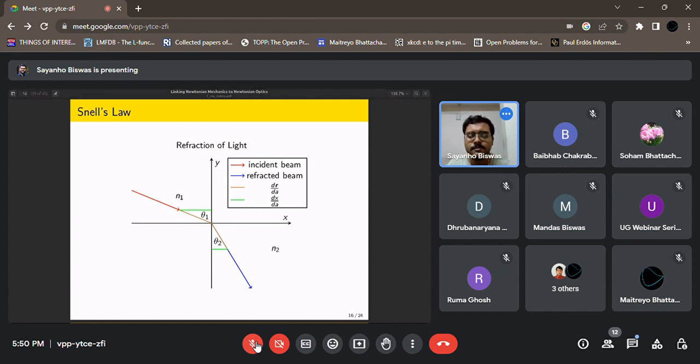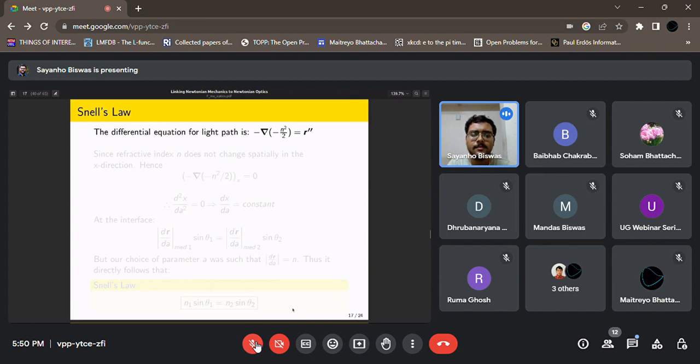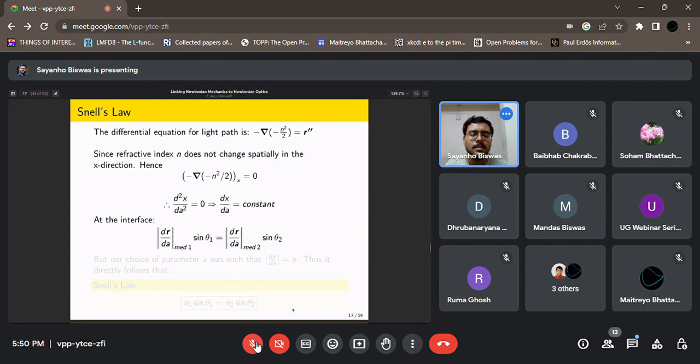If that is so, then over here dx dA is a constant. That means mod dR/dA in medium 1 times sine theta 1 must be equal to mod dR/dA in medium 2 times sine theta 2. That means this |dR/dA| sine theta must be a constant quantity. If this is a constant quantity, then this is what it says.